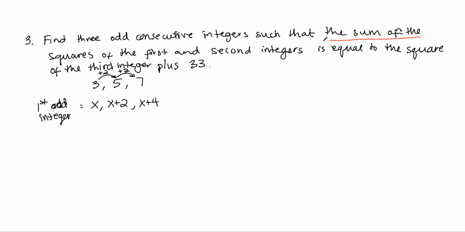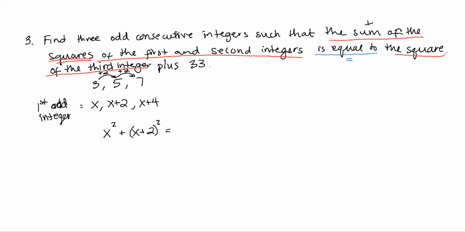So the sum of the squares of the first and second integers. Square means we're just going to square it. So we're going to have our first integer squared, our second integer, which is x plus 2 squared. So make sure you square that entire quantity. And then we have the sum, which means we are going to add these two together, is equal to, remember that just means equals, the square of the third integer.